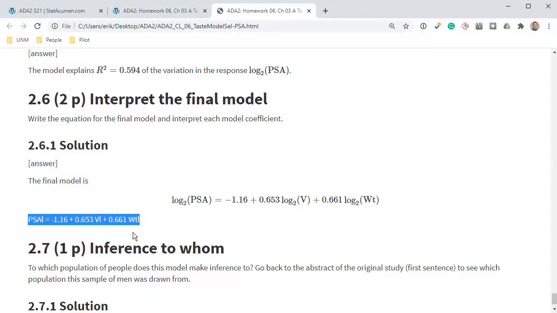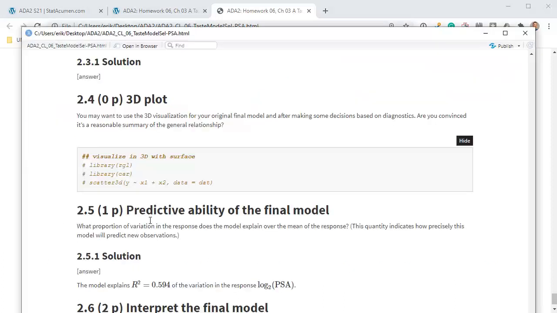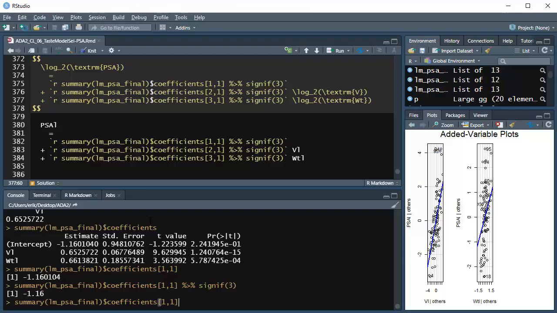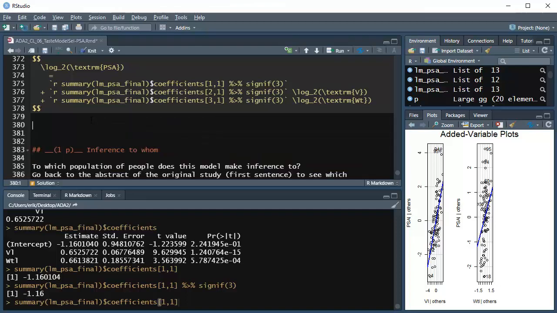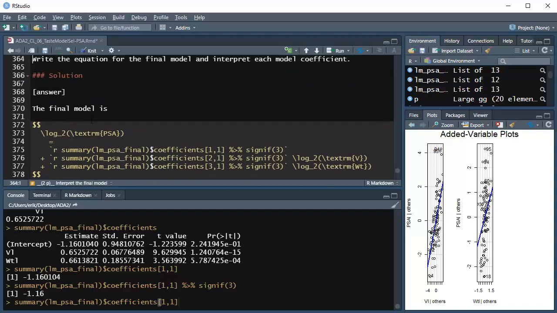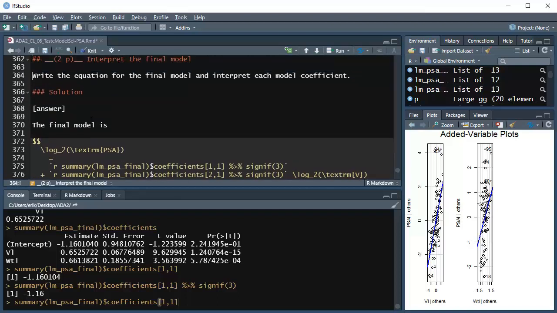Both are totally fine for my class. I don't care about things being beautiful. I do care about you understanding it and about doing your best to have it be correct. All right, so there is that. Write the equation for the final model and interpret each model coefficient.